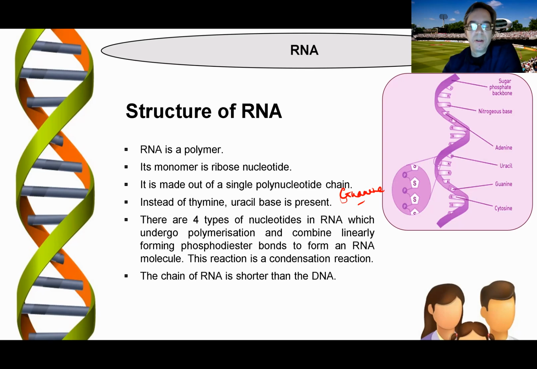There are 4 types of nucleotides in RNA which undergo polymerization, and these combine forming phosphodiester bonds to form an RNA molecule. And exactly the same, it's called a condensation reaction.